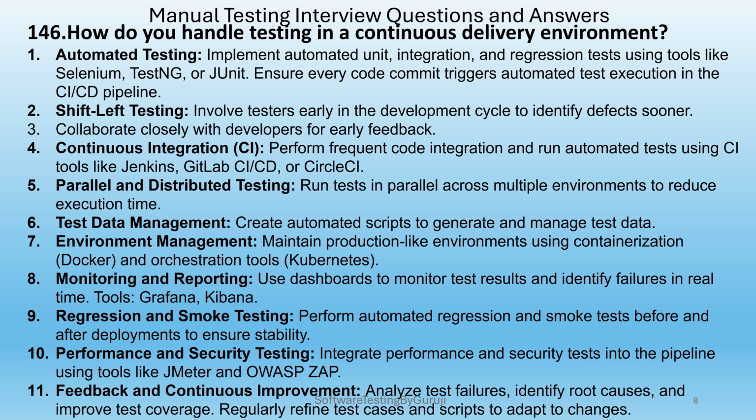Ninth, regression and smoke testing. Perform automated regression and smoke test before and after deployments to ensure stability. Tenth, performance and security testing. Integrate performance and security test into the pipeline using tools like JMeter or OWASP ZAP.